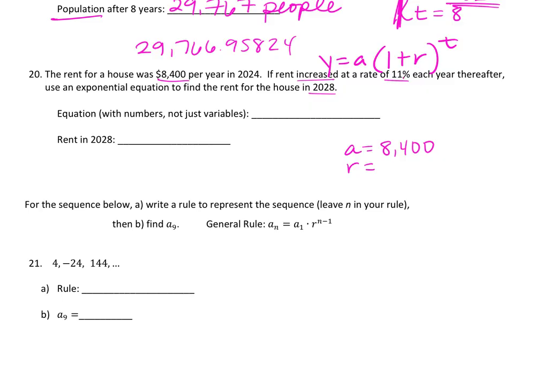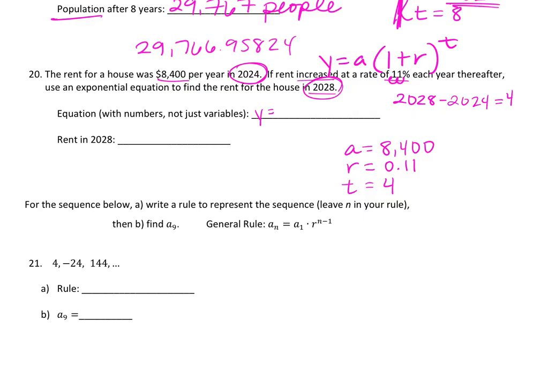So if it's 11%, go back to 1, 2. So it's going to be 0.11 for your R. And then T is where I usually see the issue on this one. T is 4. If it was 2024 and we want to know in 2028, you're just going to subtract those to see the difference. Right? So your T is going to be 4 years difference. That makes sense? All right, so now drop everything in.